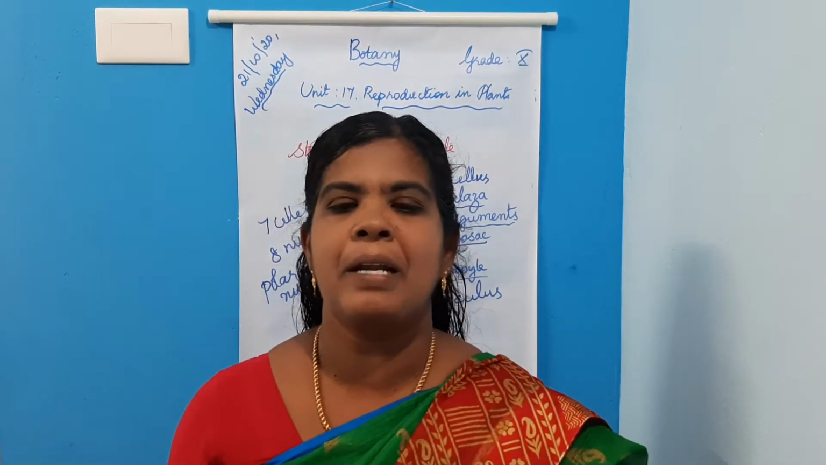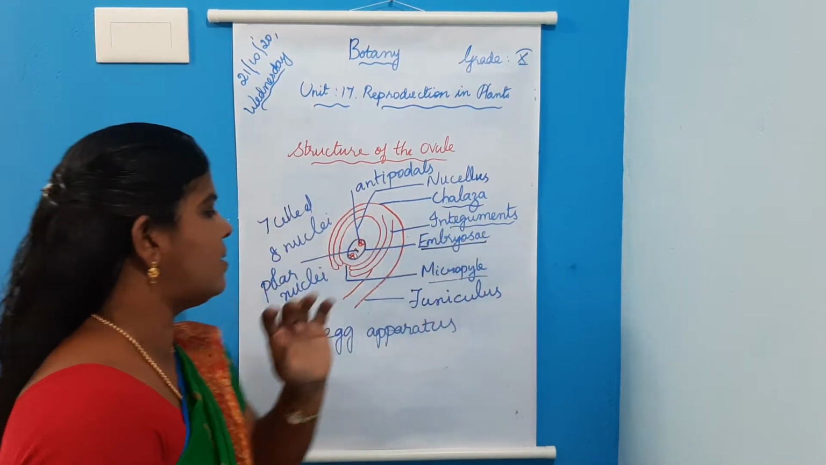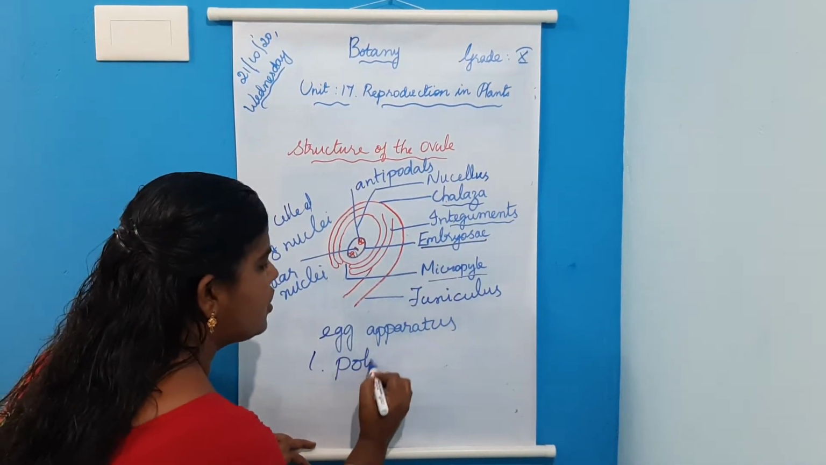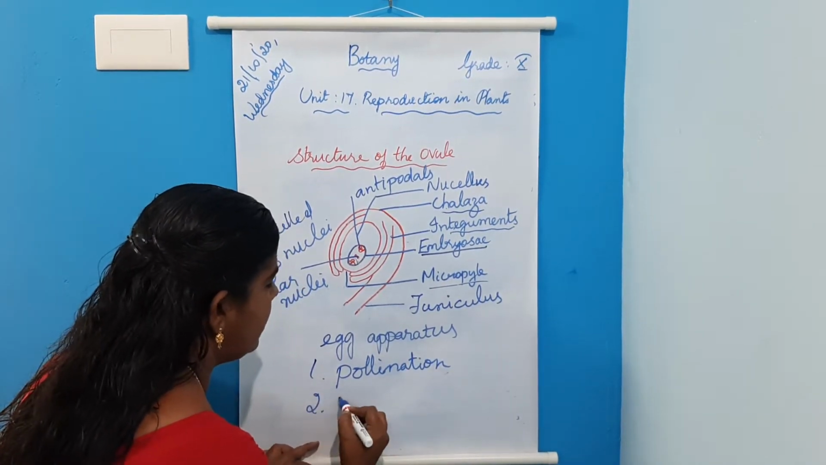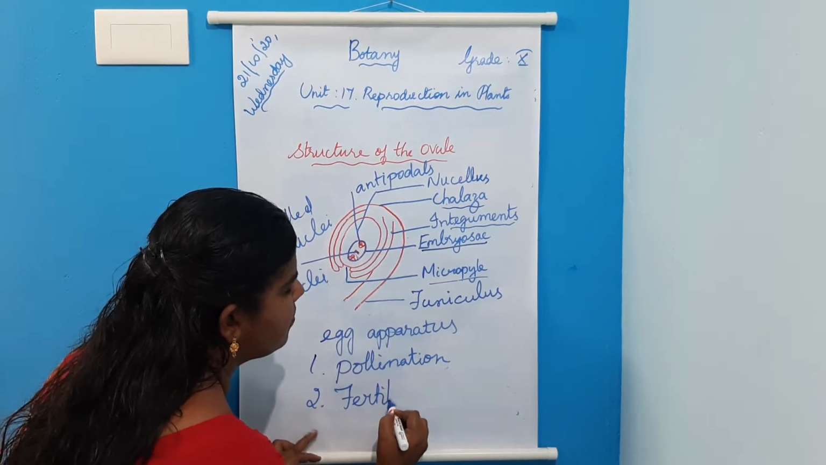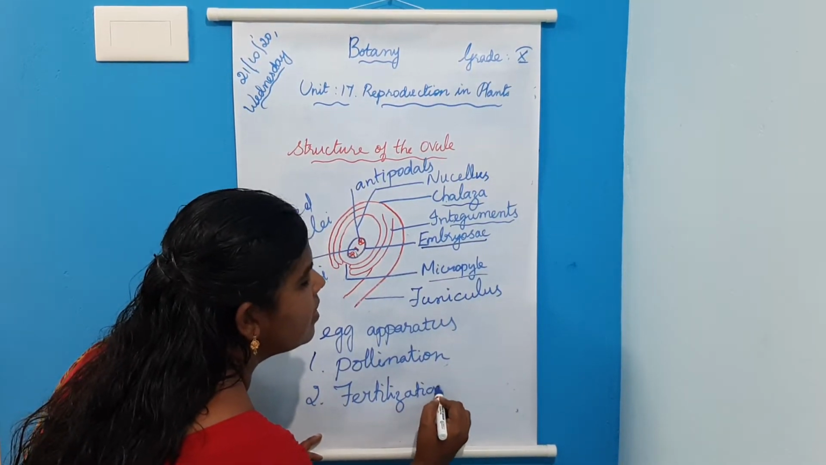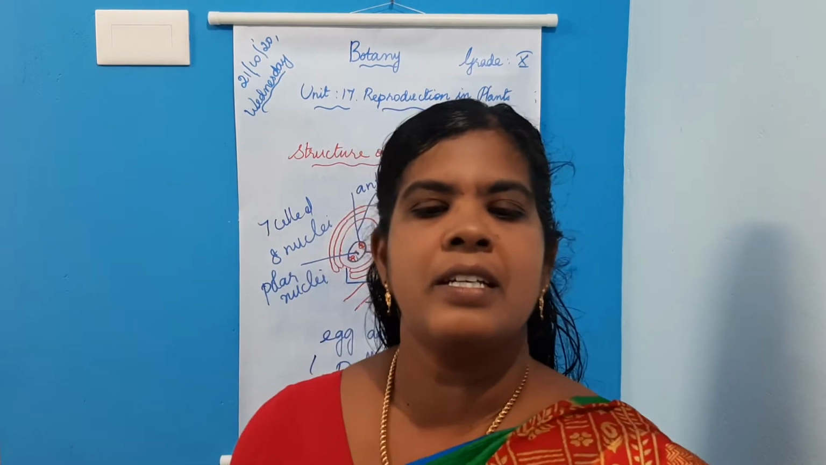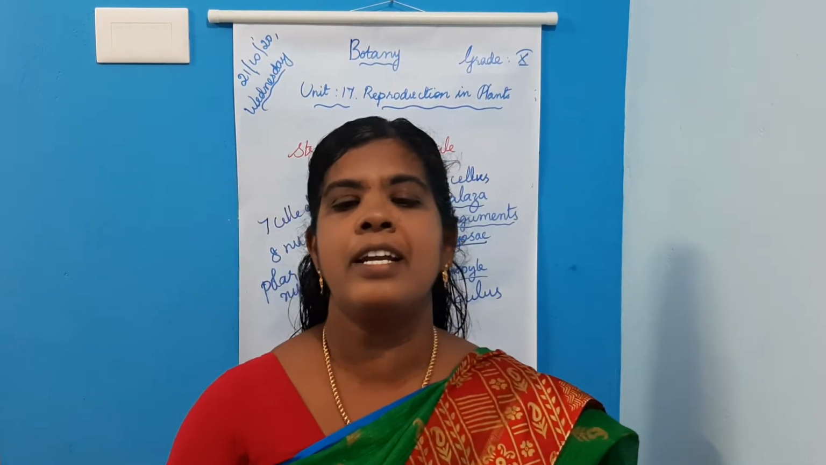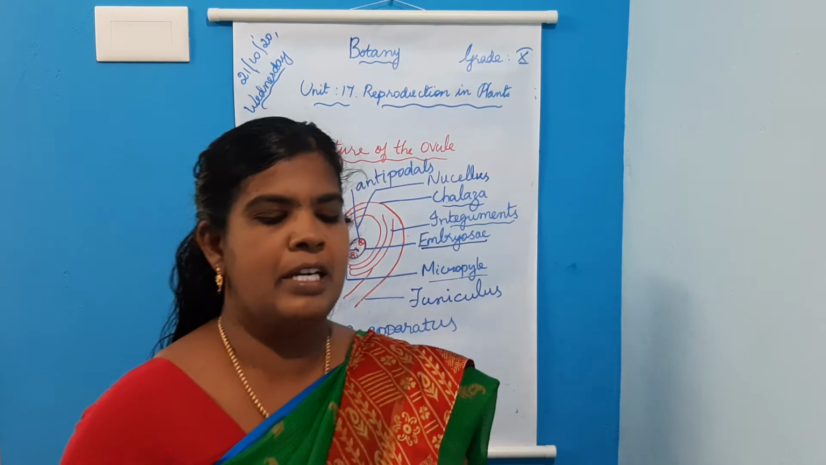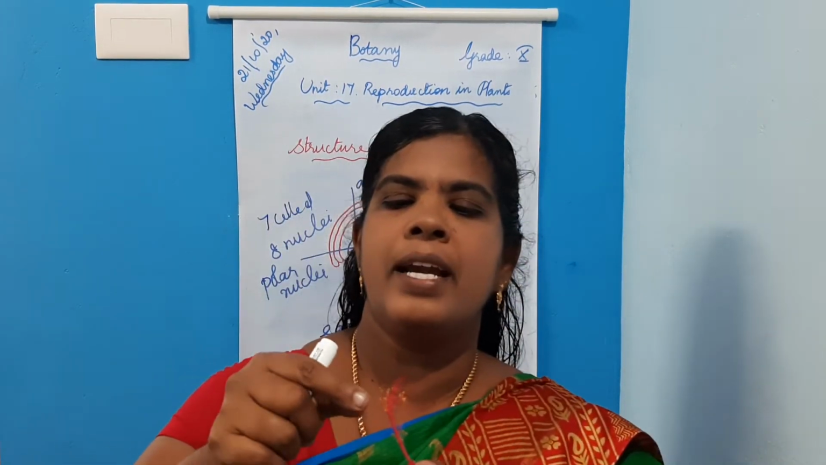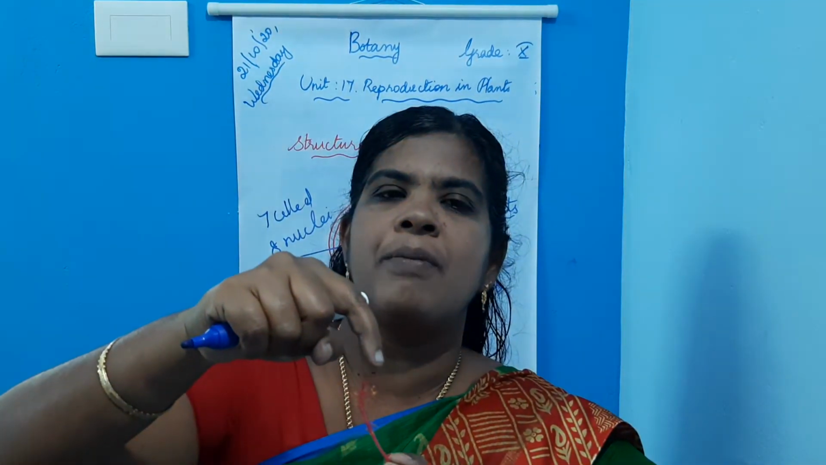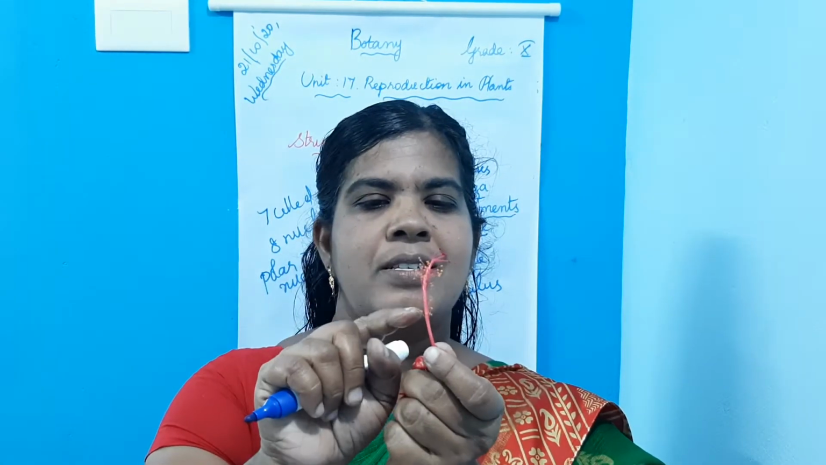Then the process of sexual reproduction in flowering plants involves two important processes. One is pollination, another one is fertilization. What do you mean by pollination? This is a pollen grain, isn't it? Transfer of pollen grain from the anther to the stigma of the flower is called what? Pollination.